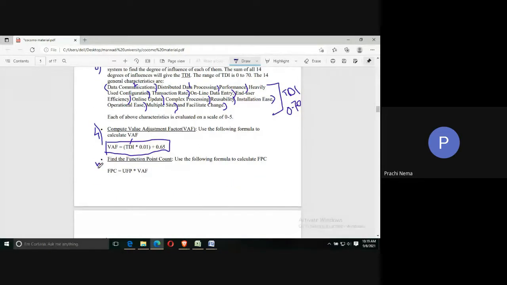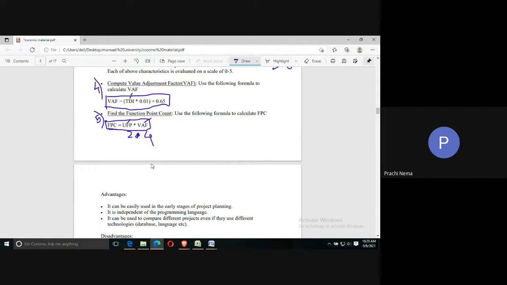And finally, to conclude, to calculate FPC, that is function point count, you need to use this formula. That is the value obtained in step 2 multiplied by the value obtained in step 4. The unadjusted function point should be multiplied with the value adjustment factor to get your FPC, that is function point count. So this is how you use this technique to estimate the size of the software using function point analysis.